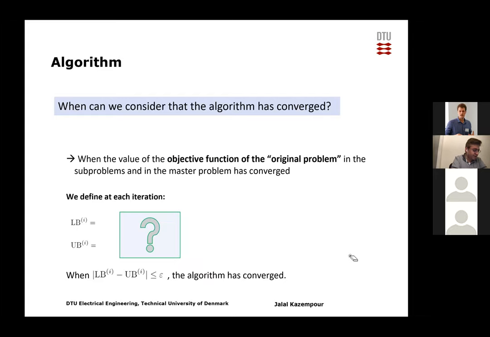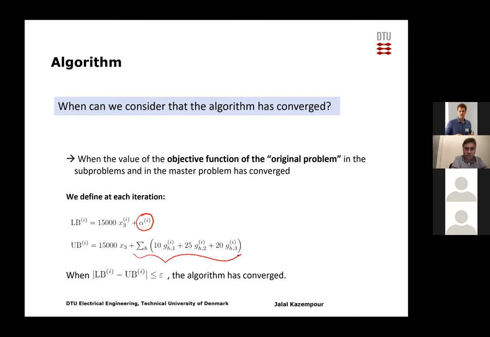So how do we know that the algorithm has converged? It's simple. You only have to check the value of alpha, which is a variable in the master problem. It's the lower bound, and the total objective function of all subproblems in the current iteration. You just need to check them. Also, as you can see, this expansion cost is common in both the lower and upper bound, so it's up to you to add it or not. You can also ignore it. So this is the lower bound and this is the upper bound. If they are close enough, with accuracy epsilon, then the algorithm has converged. Any question?